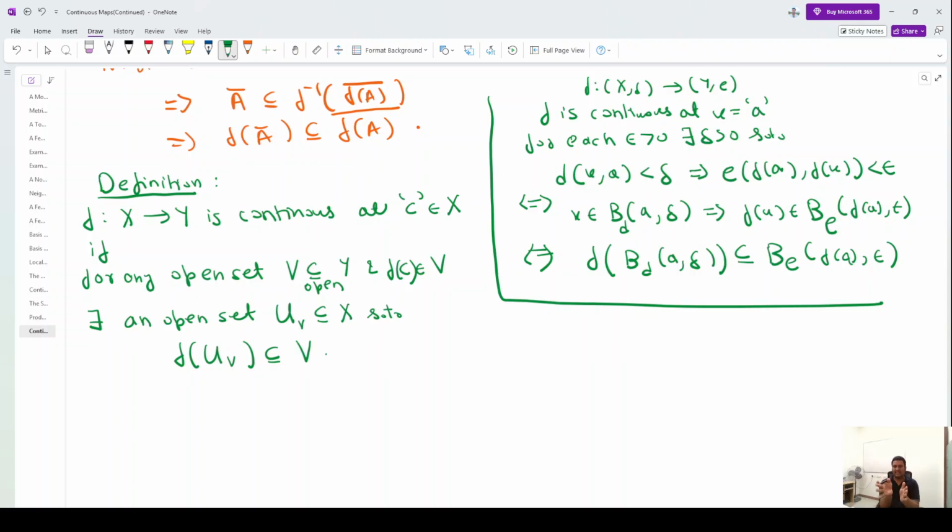So the same kind of definition it is. You can show that this is equivalent. The open set contains c, of course, otherwise it doesn't make sense. So c is in U_V. Okay, so this is what you have.